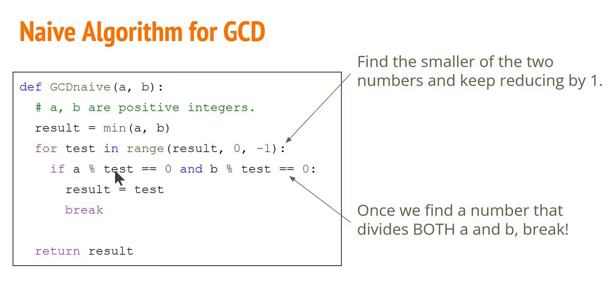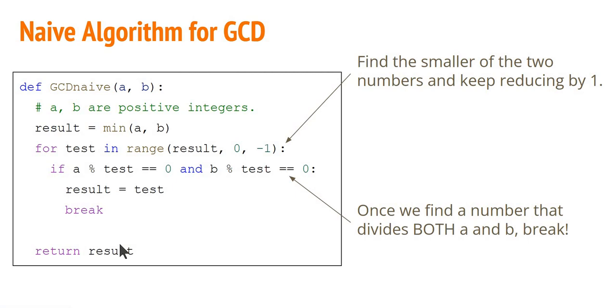And if it turns out that A modulo test is 0 and B modulo test is 0, this is an AND condition, so both must be correct. If both of them are true, then I say, okay, I found my GCD. I'm going to break out of this loop and return the result. Very logical, very straightforward, but obviously quite naive in this approach, right?